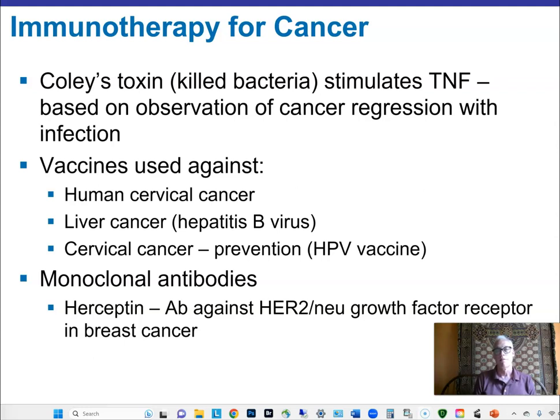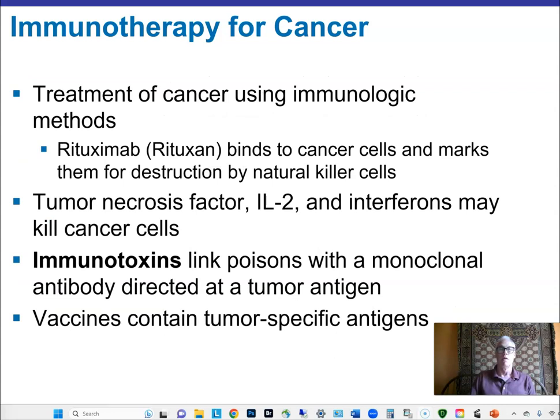Monoclonal antibodies: in a particular case of a particular breast cancer that overexpresses a particular growth factor receptor, and the growth factor is constantly being produced. It's an autocrine effect, and you can just block those receptors with an antibody and make those cells stop growing, and then maybe use something else to help kill them, and then get rid of the tumor. So rituximab is an antibody against CD20 on B cells, and cancer B cells produce that antigen.